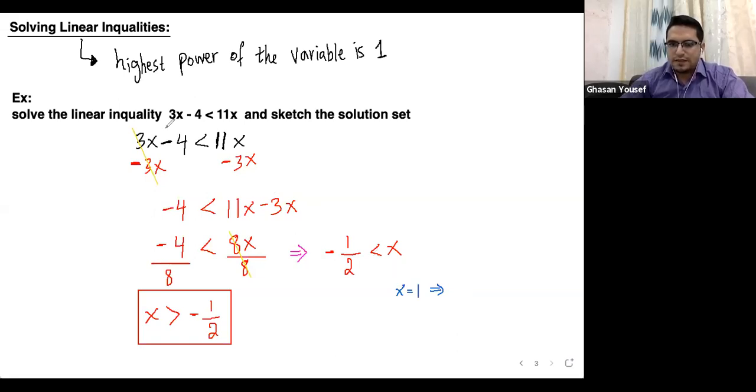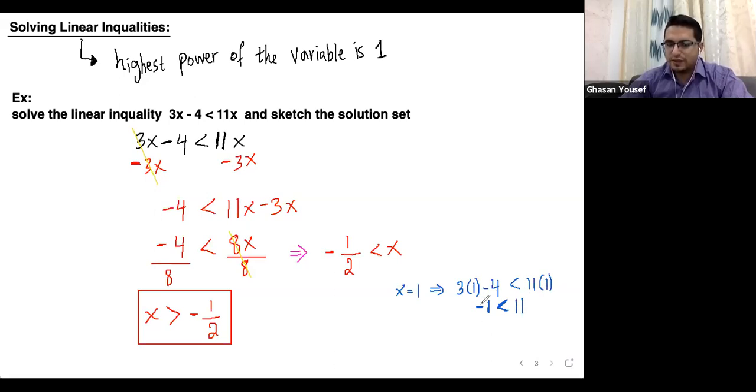Bamila said 0. So let's do it together. 3 times 1 is 3, minus 4. Now 3 times 1 is 3, minus 4 is minus 1. Yes, exactly, Bamila. It's minus 1, less than what? 11 times 1, which is 11.